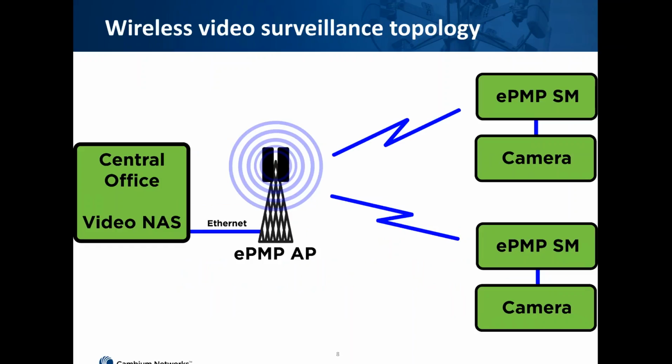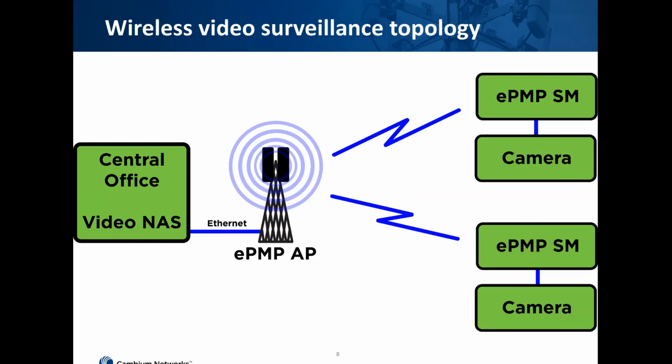So this is a really simplified topology of a wireless video surveillance system. You can see in a central office, and that really could be anywhere, it's just easiest to have it physically co-located with the ePMP access points. You can run a single Ethernet data cable down and plug it straight into the NAS or into a switch, and distribute that through the building to get to the NAS. And then the ePMP AP wirelessly connects out to several ePMP SMs, which are connected via wired Ethernet to cameras co-located just below them.